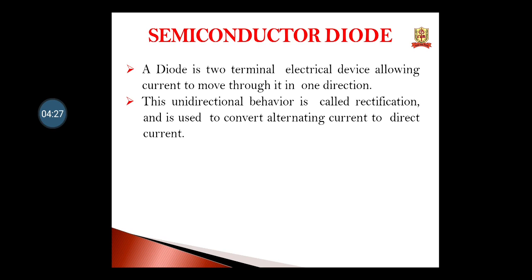So we can give the definition: a semiconductor diode is actually a two-terminal device, and the current will flow only in one direction through this device. This unidirectional behavior is called rectification, and it is used to convert AC to DC. That we'll see later on. But a diode is a two-terminal device which allows the current to flow in one direction.